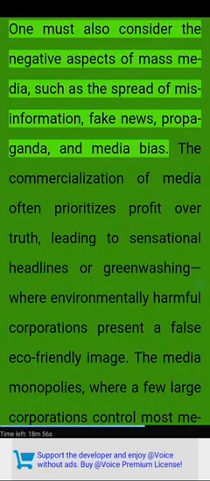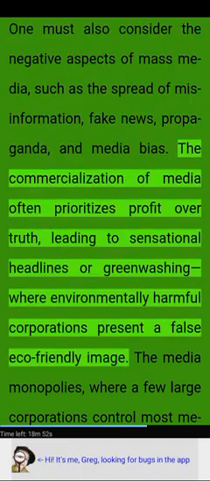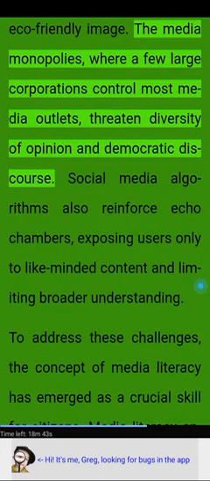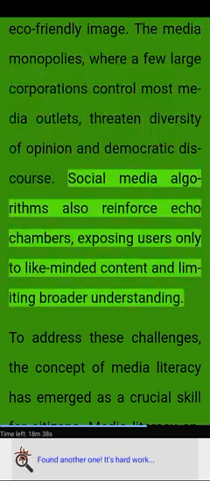One must also consider the negative aspects of mass media, such as the spread of misinformation, fake news, propaganda, and media bias. The commercialization of media often prioritizes profit over truth, leading to sensational headlines or greenwashing, where environmentally harmful corporations present a false eco-friendly image. The media monopolies, where a few large corporations control most media outlets, threaten diversity of opinion and democratic discourse. Social media algorithms also reinforce echo chambers, exposing users only to like-minded content and limiting broader understanding.